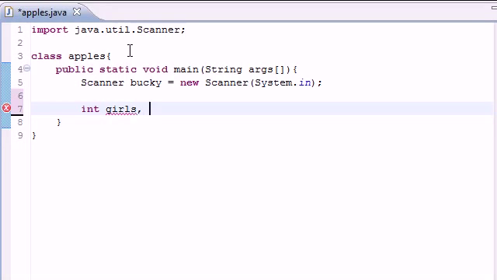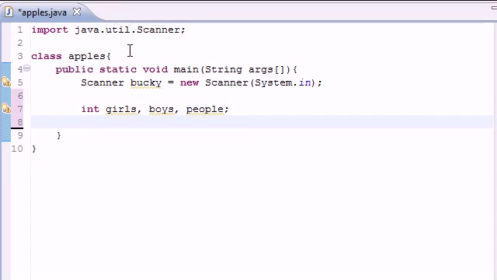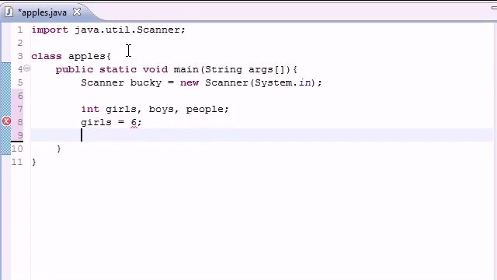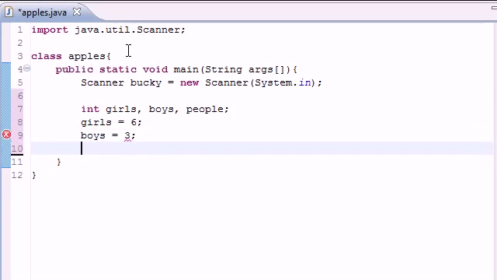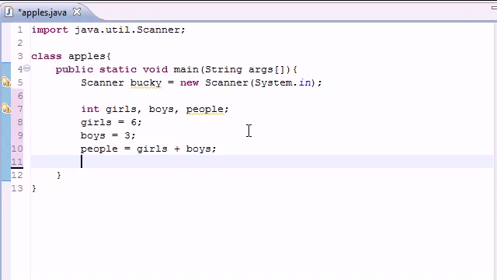Let's go ahead and make three variables: girls, boys, and people. And let's set these to some values. I'll start out with showing you all of the math operators. Girls equals 6, boys equals 3, and people equals girls plus boys. Now I showed you guys how to use this math operator in the last one, the plus sign, to get a simple sum. So now the sum of girls plus boys is stored in people.